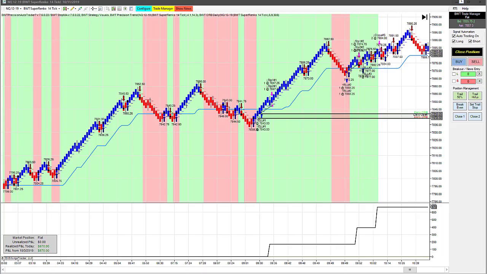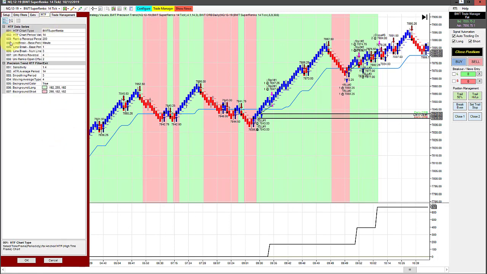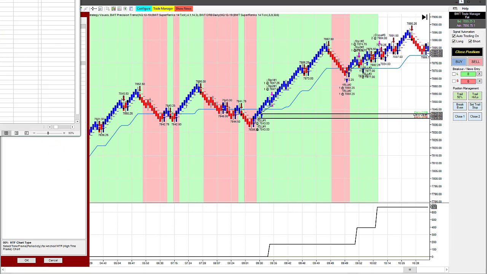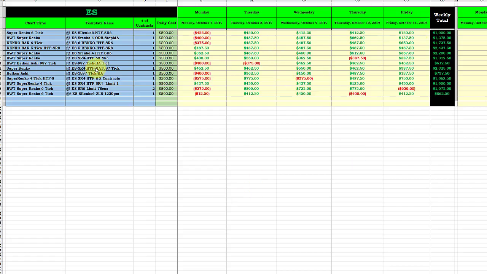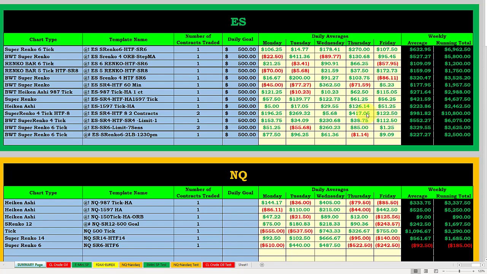So, okay, this is the NASDAQ Super Renko 14 with a Super Renko 14-tick higher time frame. And I basically took this idea from the spreadsheet. So here's another trading idea for you. The Super Renko 6-tick with the 6-tick higher time frame is the top performing E-mini S&P strategy. Okay, the next best performing chart in the E-mini S&P is the Super Renko 4-tick with the Super Renko 8-tick higher time frame, and that is trading 2 contracts.